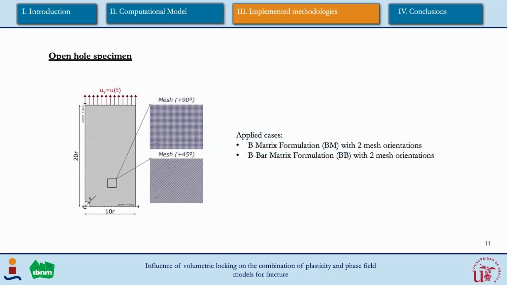As for the open hole system, we are working with this kind of specimen in plane strain conditions subjected to tensile loading. We will work with two meshes, one that is orientated 90 degrees to the horizontal axis and one orientated 45 degrees to the horizontal axis. And we will also differentiate two cases: the B matrix formulation, that is the normal B operator, and the B bar matrix formulation, that is the one that I explained before.